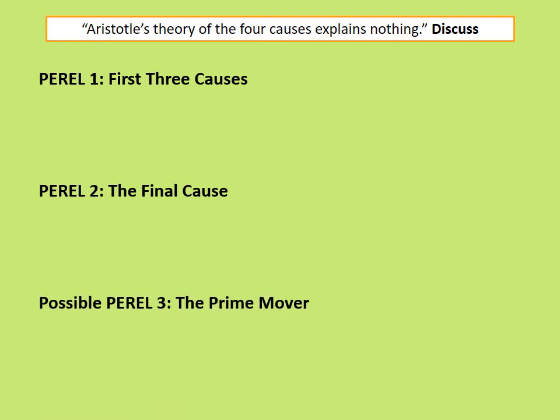Possible peril 3. So you could look at the prime mover. You could, because basically the prime mover is part of the theory of forms to some extent. That the prime mover is the final cause of the universe. So the idea that everything moves towards its final cause. So if you wanted to, you could put a third peril in where you just looked at the arguments for and against the prime mover.